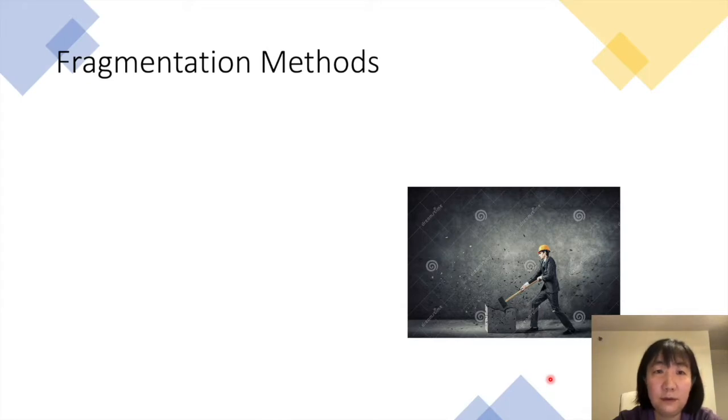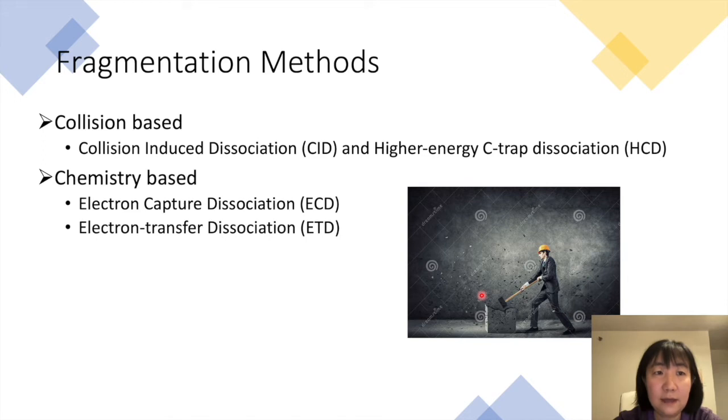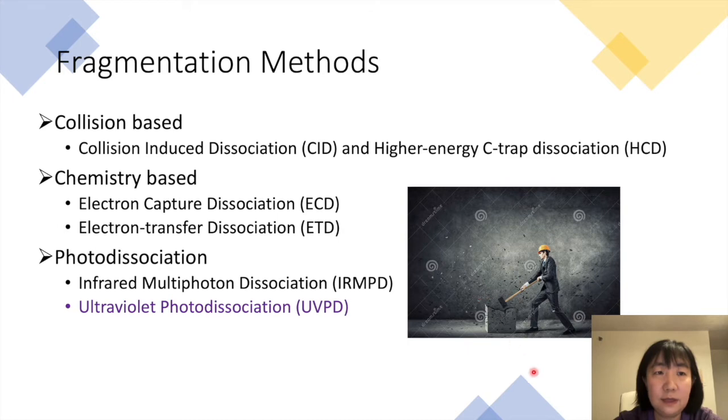Well, let's briefly go over the main fragmentation methods. There are mainly 3 types of fragmentation methods or technologies. First, collision-based. It's CID and HCD. And second, chemistry-based. It's ECD and ETD. And then photodissociation. It includes IRMPD and UVPD. All these methods use some particle to hit the ions to fragment them. Of course, the particles bring energy with them. When they hit the precursor ions, they transfer energy to the ions in some way, and thus break the bonds.